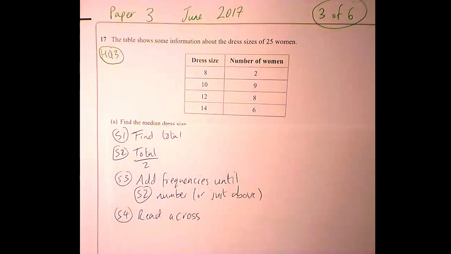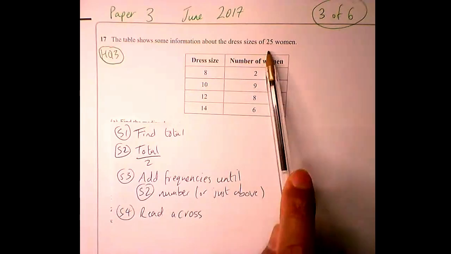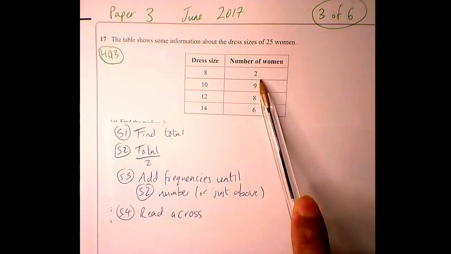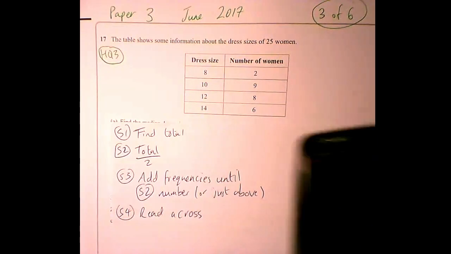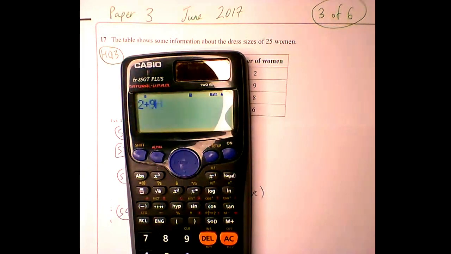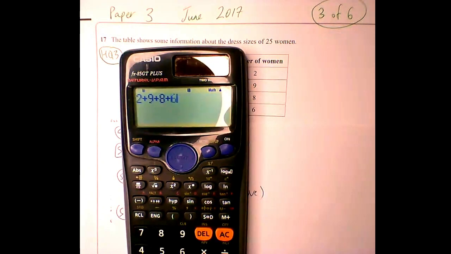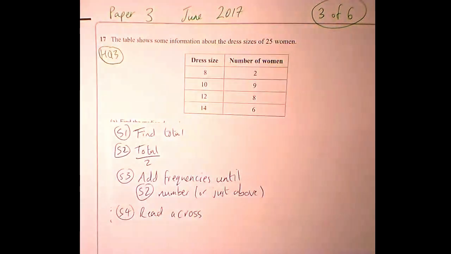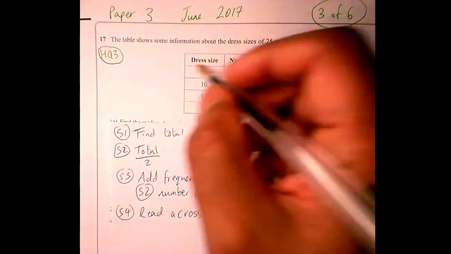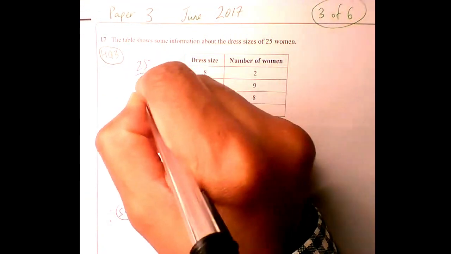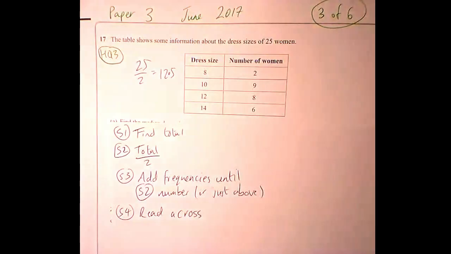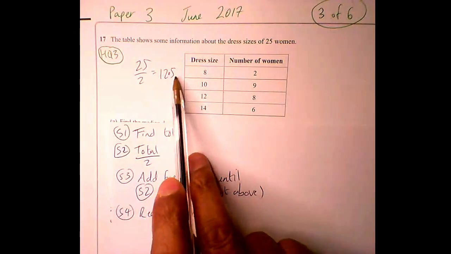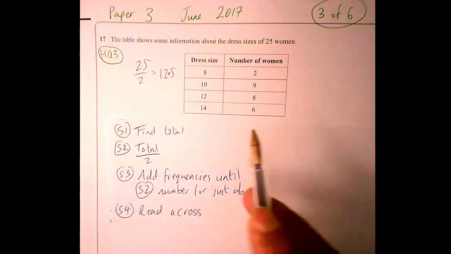So step 1 is to find the total. Our total is 25 women. And if you add these together, they would also be equal to 25. Let's just double check that. And you can see it equals 25. So we do step 2, 25 divided by 2, which is 12.5. So I'm looking for my 13th value, or in between my 12th and my 13th value.